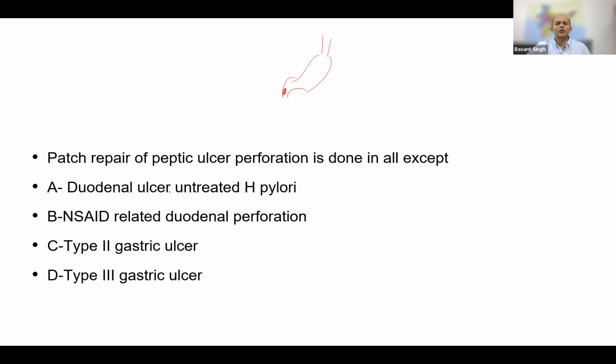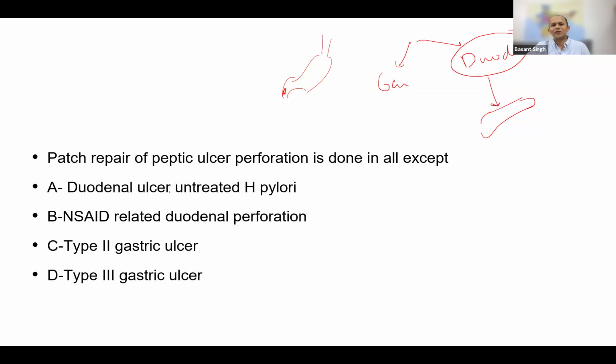So when do you do a patch repair? Standard treatment. So if you have, say, a gastric ulcer and a duodenal ulcer, okay. For duodenal ulcer, the standard treatment should be to remove that ulcer. What we do is antrectomy. So that should be the standard treatment for duodenal ulcer.